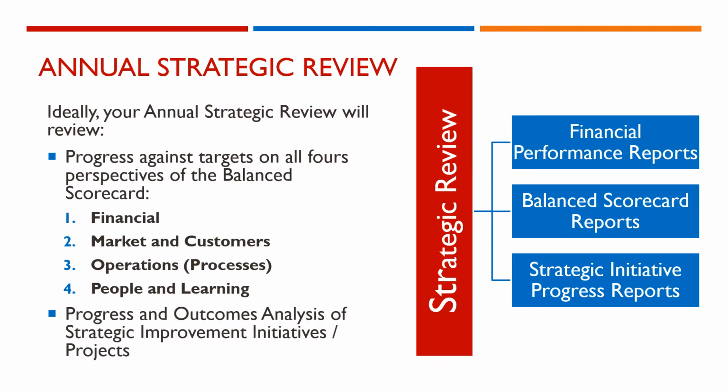Ideally, your annual strategic review will review progress against targets on all four perspectives of the balanced scorecard: financial, market and customers, operations, processes, and people and learning. And in addition, progress and outcomes analysis of strategic improvement initiatives or projects.